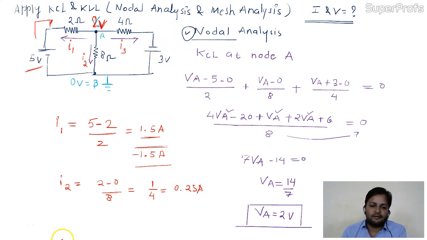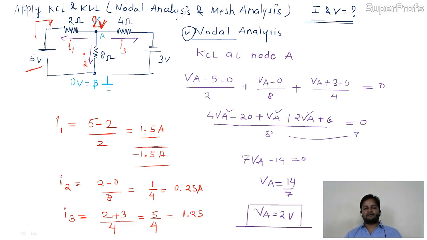Come to I3. Here is the I3. I3 is nothing but 2 minus, at the output stage I am getting plus, so plus 3, divided by 4, it's 5 by 4. This is the answer, 1.25. This is your answer, overall nodal analysis, it's over. Is it okay to you people?